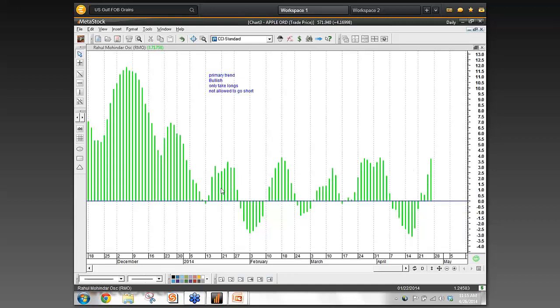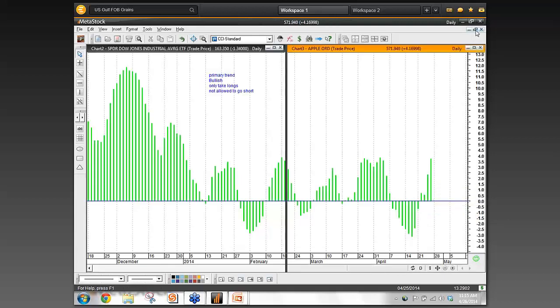We'd be taking long positions. Okay, and Apple's been in a little bit of a sideways pattern lately, but right now we're going to follow the rules. We're bullish, with that huge gap up a couple of days ago. We're only going to be looking at taking long positions, and that would have happened on the 22nd. So that's really rule number 1 in a nutshell.